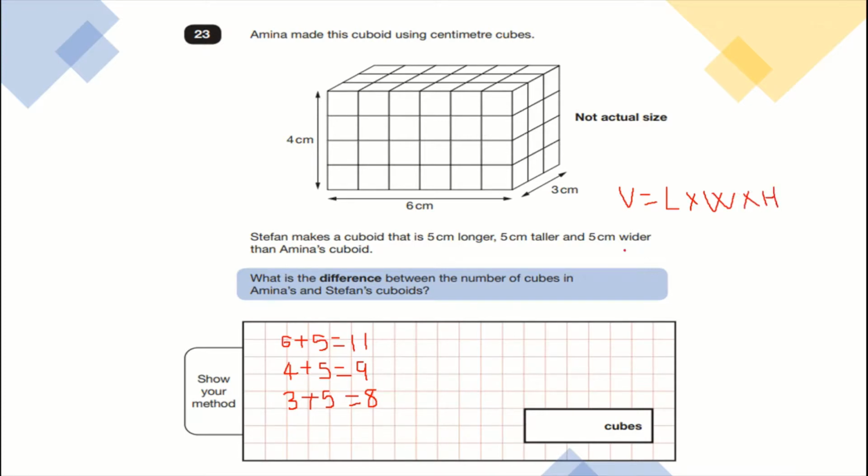So we're going to start off with working out Amina's volume. 4 times 6, which is 24. Then we're going to do 24 times 3. 4 times 3 is 12, 3 times 2 is 6, plus 1 is 7. So the volume of Amina's cuboid is 72.